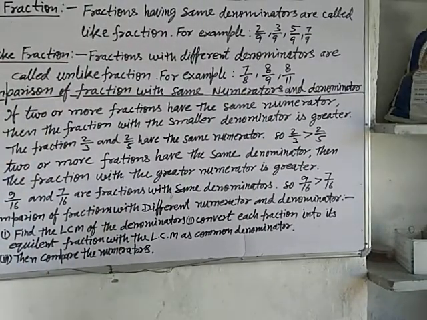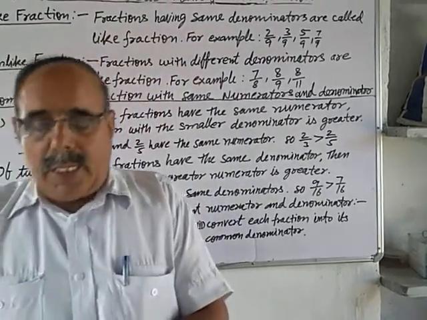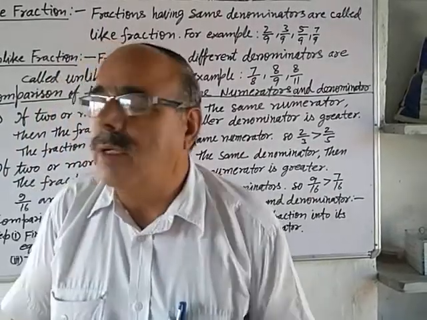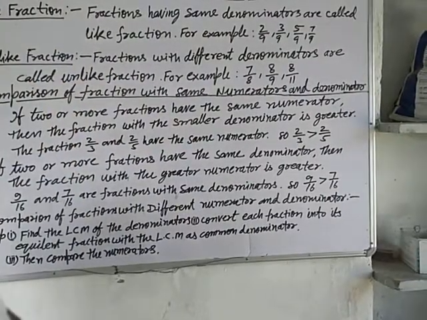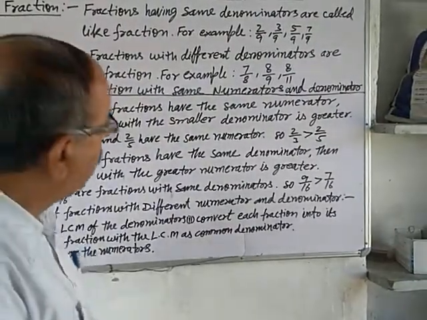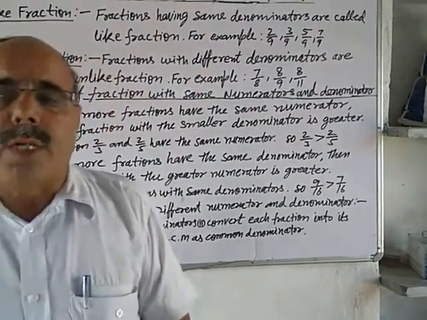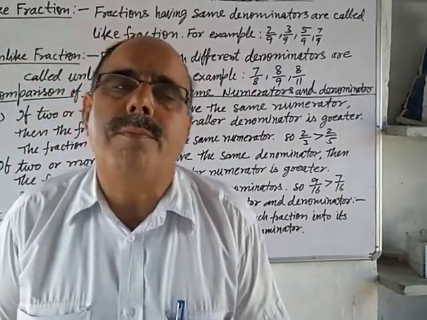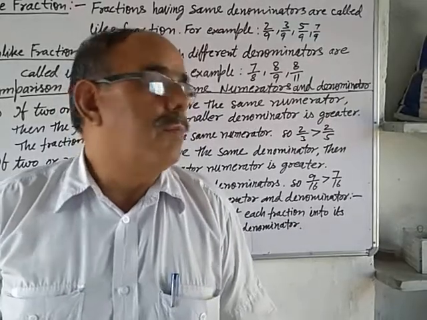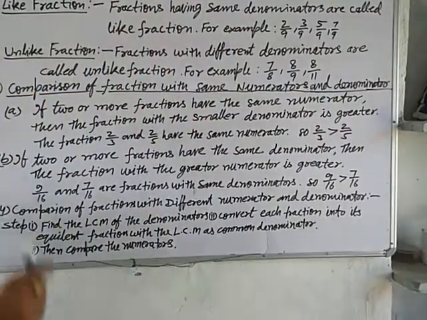Number three. Third is comparison of fractions with same numerator and same denominator. There are two types of comparison. The first type, the same numerator. And the second type, the same denominator. What is the difference between the same numerator and the same denominator conditions, when compared with each other? What is the difference between the two conditions?